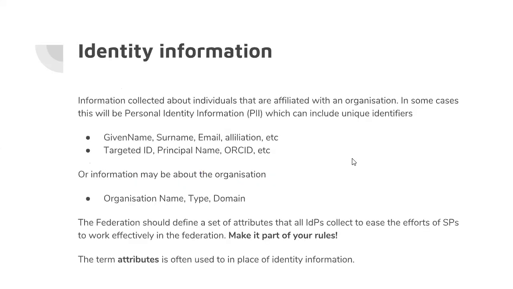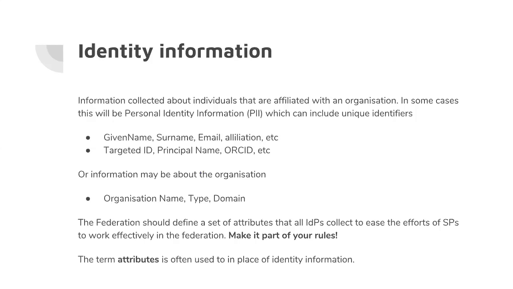The identity information, this is information that we collect about individuals that are affiliated with an organisation. In some cases, this will be personally identifiable information. It can include unique identifiers for your users or the users that are in the system. Identity information includes stuff like your given name, surname, email address, your affiliations, and other stuff that's related directly to a person.